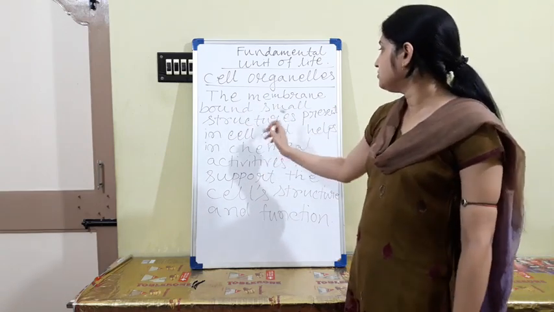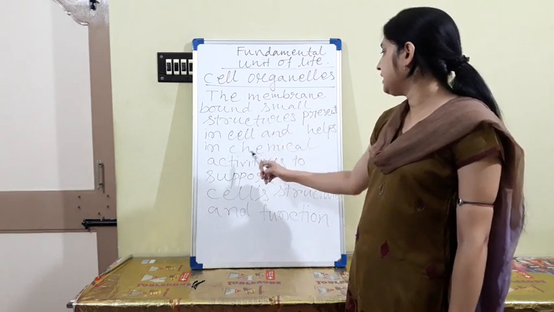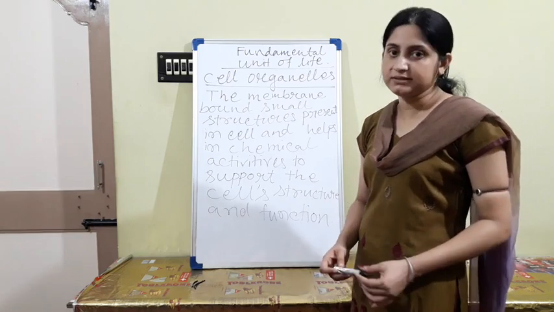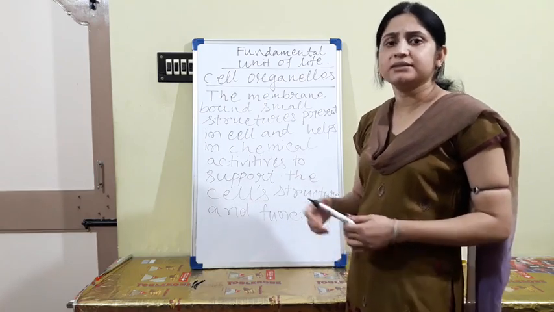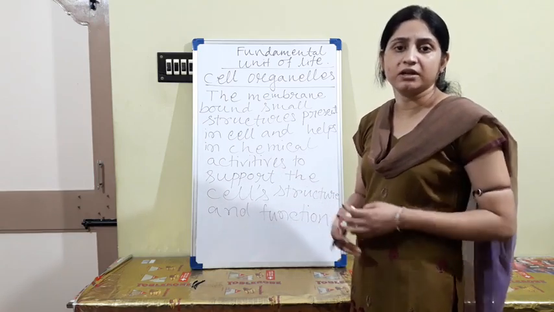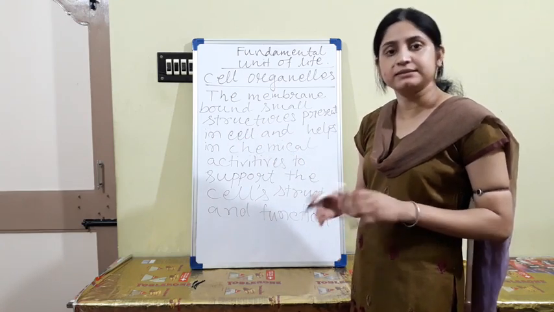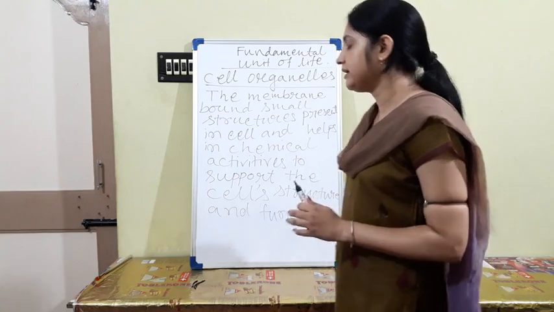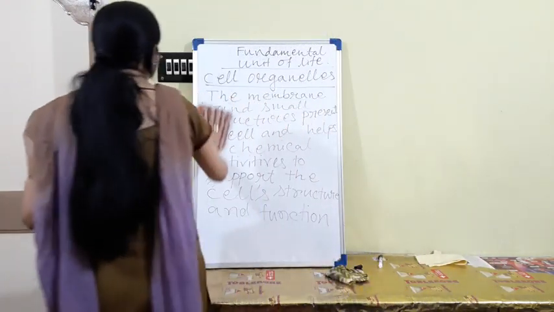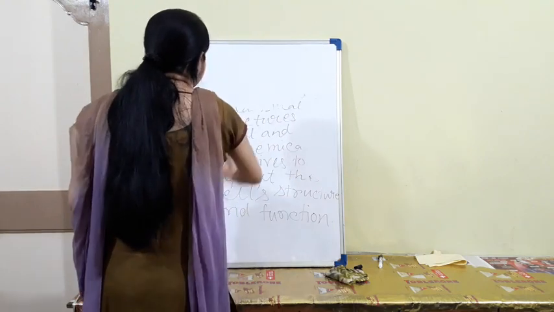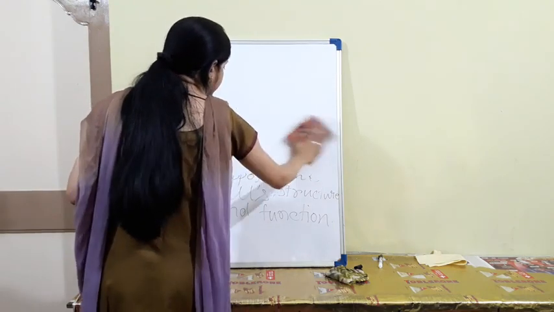But the membrane bound small structures present in the cell that help in chemical activities to support the cell structure and function are called cell organelles. Some examples are endoplasmic reticulum, Golgi apparatus, lysosome, mitochondria, plastid. Now we will study in detail the structure and function of each and every cell organelle.